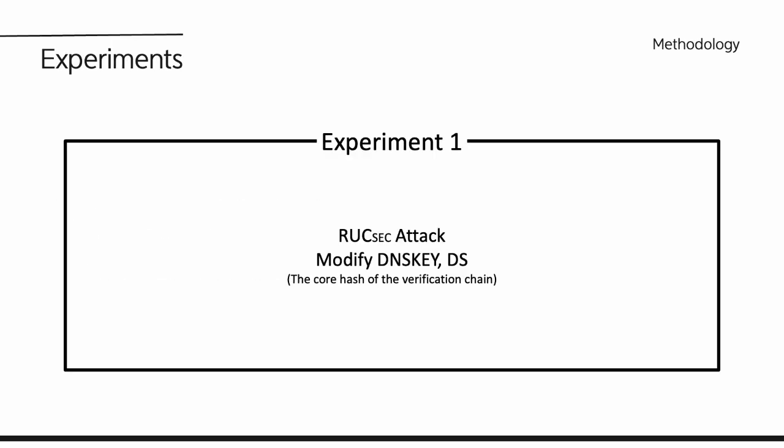Experiment number 1, the RUC-SEC attack. This attack targets the DNSSEC chain, focusing on DNSKEY and DS records. The attacker sends a checking-disabled query so that the resolver accepts responses without validation.